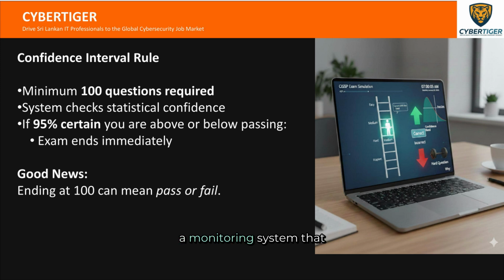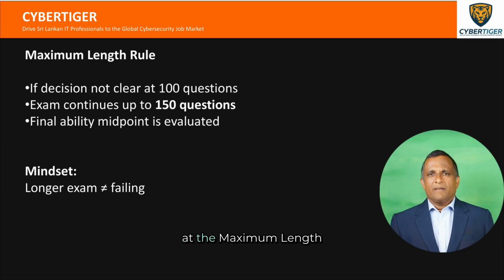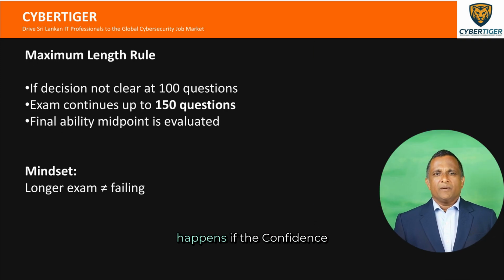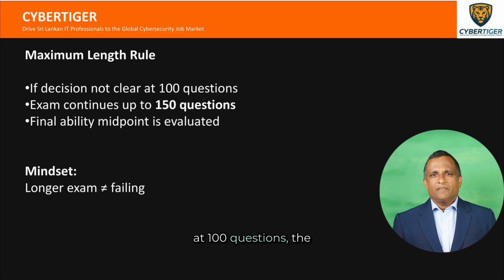Think of it like a monitoring system that triggers an alert only when it's statistically certain. Next, the maximum length rule, which is what happens if the confidence interval rule hasn't triggered. If the system can't make a clear decision at 100 questions, the exam continues up to the maximum of 150 questions. At that point, your final ability midpoint is used to determine pass or fail.